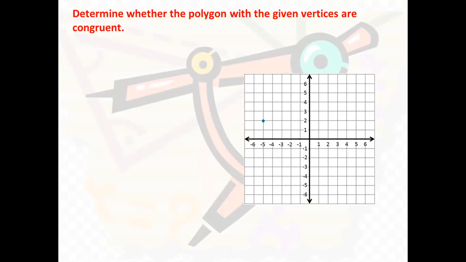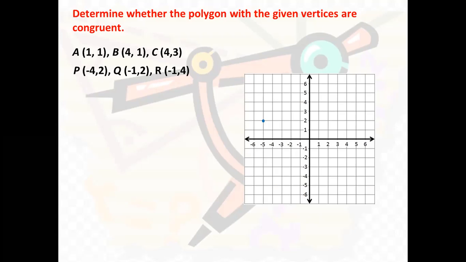They will give you the pre-image and the image. Pre-image means the figure which is before the transformation. So always the coordinates which they give first are the coordinates of the pre-image, and then the coordinates which they give next are the coordinates of the image after the transformation. The first one is before the transformation, the second one is after. Using these coordinates, we have to determine whether the polygons with the given vertices are congruent or not. So let's see whether it is congruent or not.